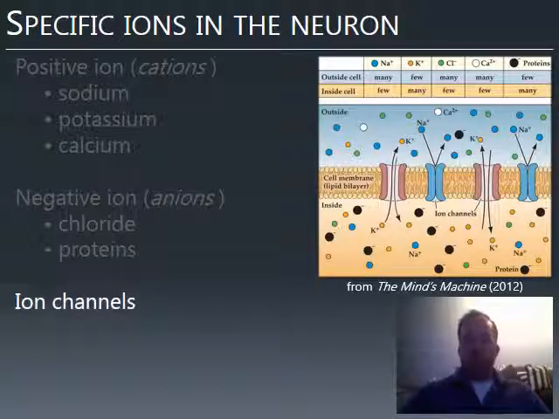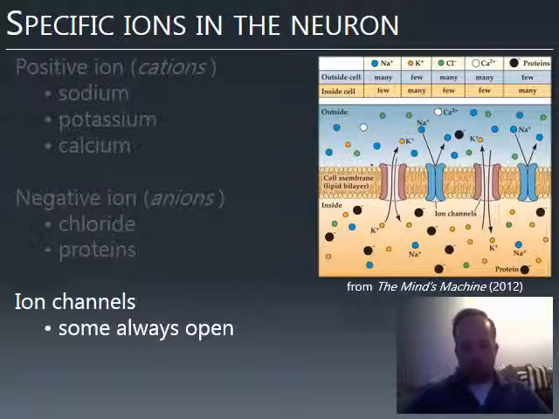And we have what are called ion channels, which are holes in the neuron's membrane. It's a way for ions to move across from one side to the other. Now, some of these ion channels are always open. For example, in this diagram, we have this potassium channel. It just sits there, always open. So it lets potassium out, because there's a lot of potassium inside, not much outside. And so potassium tends to go out of the neuron.